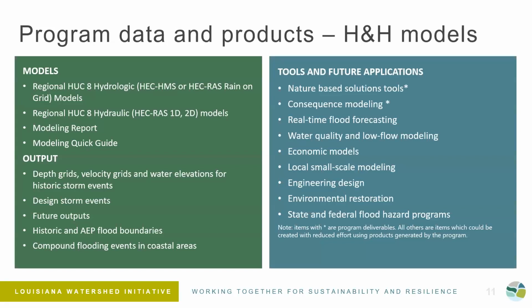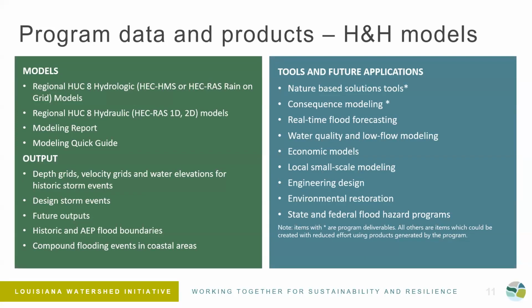So right now, as we mentioned, we're building the regional HUC-8 models using hydrologic and hydraulic, sometimes together, sometimes separately. They will be producing a modeling report at the end and a modeling quick guide. That's basically when an engineer downloads that model, they can look at the quick guide and see why certain decisions were made, why a certain friction coefficient was chosen for a certain area. It gives them an idea of why it was built that way so they can understand what changes they're making and how it could affect the model.